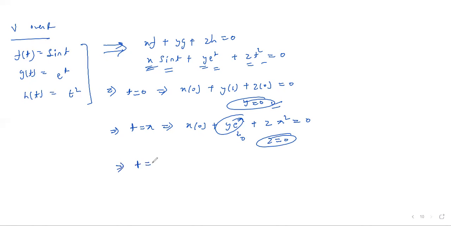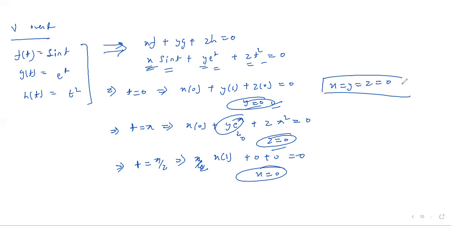And if I put t equals pi by 2, what do I get? x times sin pi by 2. What is sin pi by 2? It is 1, plus I have y and z as 0, so it becomes 0 plus 0, which equals 0. So I got x equals 0. So I got x equals y equals z equals 0. So this set of functions is linearly independent.